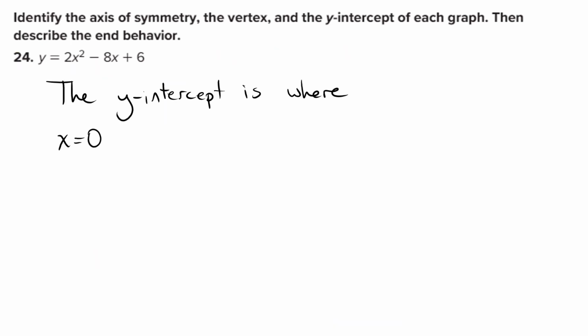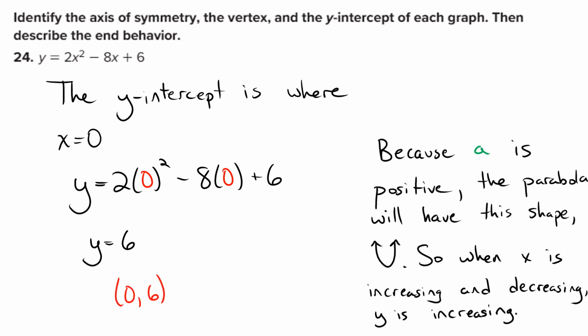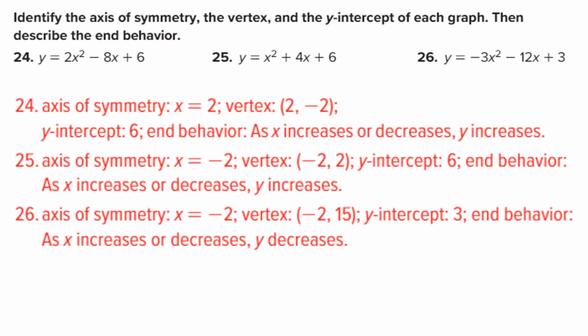So for y-intercept, x has to be 0. So put x equal to 0 and your y-intercept comes out to be 6. So you have got the y-intercept and now you just need to determine the end behavior. So because your a value is positive, the parabola will be an upward parabola, and if x is increasing or decreasing, y is still increasing. So that's about the end behavior.